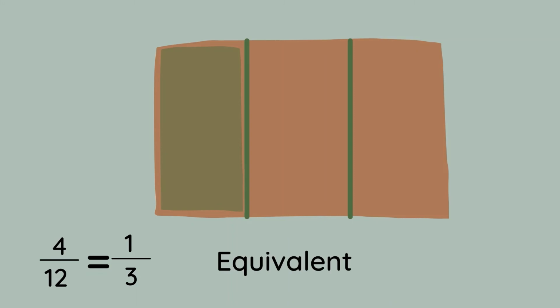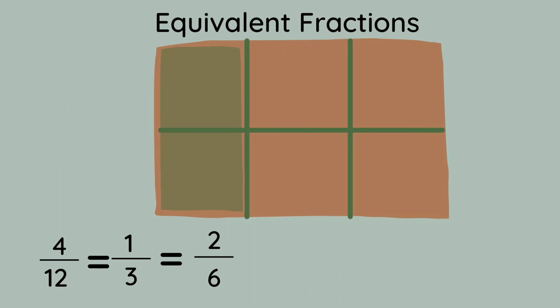What about 2/6? If I leave the shading there and just put in one horizontal line, I create 6 equal portions of chocolate, and the shaded portion covers 2. So the same amount of chocolate again. So 2/6 is also in this little family of equivalent fractions.